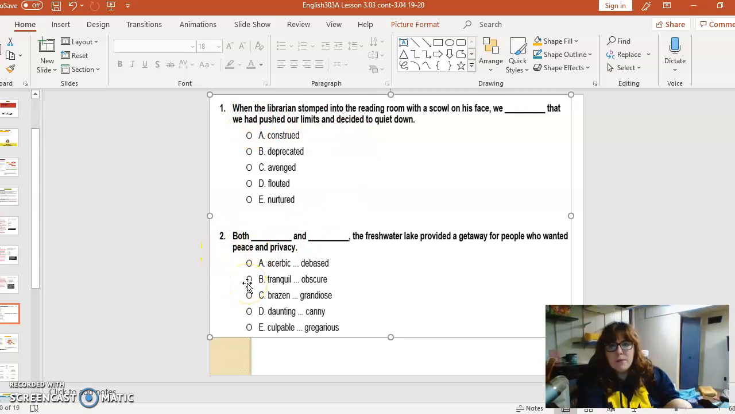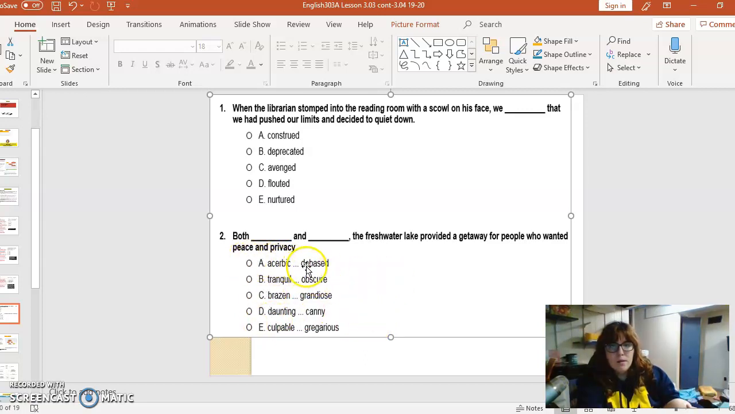Both blank and blank, the freshwater lake getaway provided. Oh my gosh, the freshwater lake provided a getaway for people who wanted peace and privacy. So let's start with the first ones again. So you're looking for something that's peaceful and private. So you're looking for calm words. Brazen, not calm. So that one's out. If you're brazen, that means you're in people's faces. Daunting is kind of like, it's intimidating. That's not working. So those two are out.